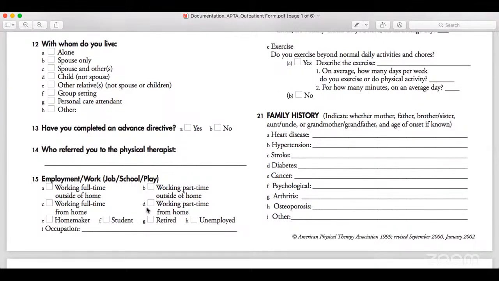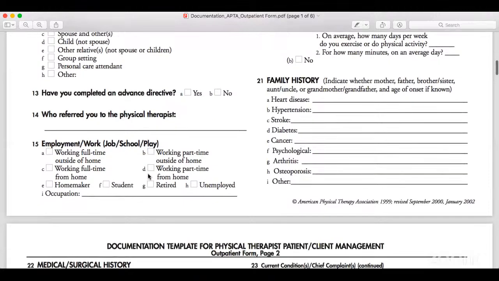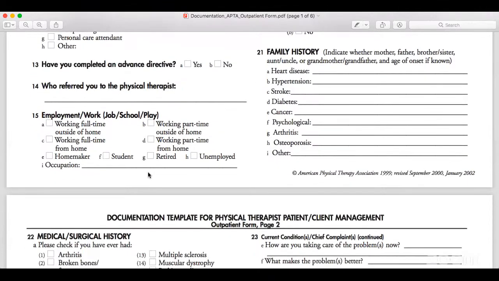Who referred you to the physiotherapist? Well, the person that refers can give an indication of what the medical diagnosis is. So if, for example, it's a cardiologist that referred to me, I should be thinking of an involvement of the cardiovascular system. If it is a pulmonologist that referred to the physiotherapist, we know we should be thinking of the lungs. If it is an orthopedic surgeon that referred, we know we should be suspecting and thinking that possibly there is a musculoskeletal problem. So, employment, work, job, school, play.